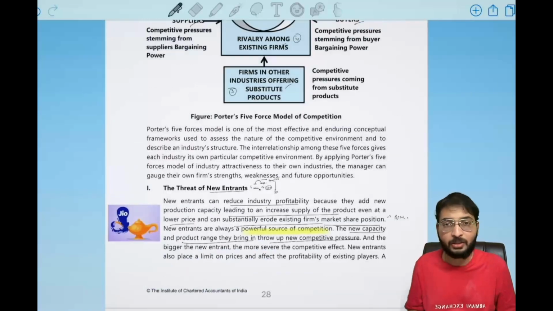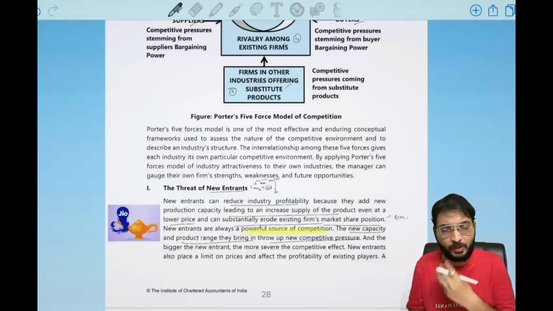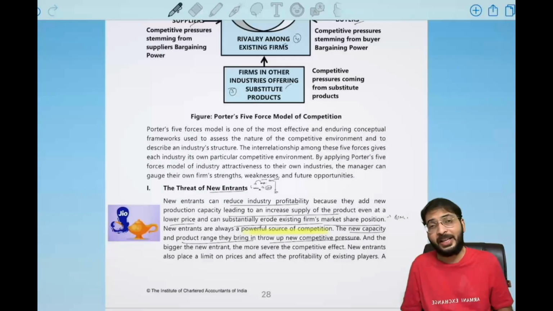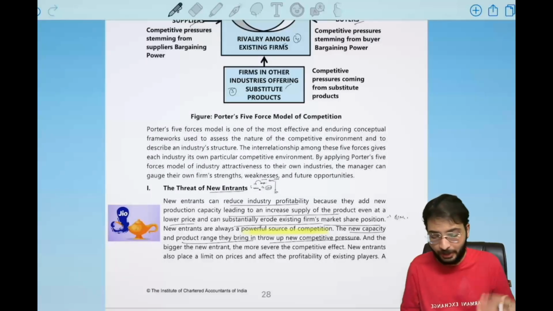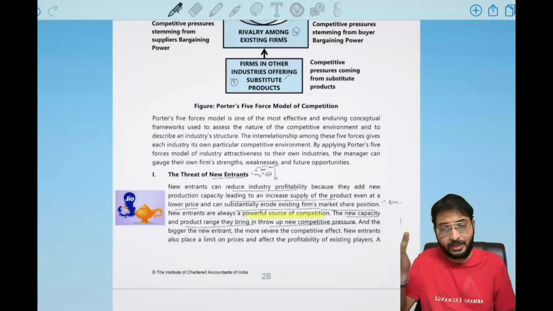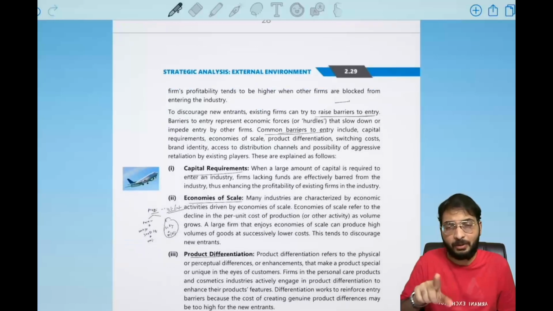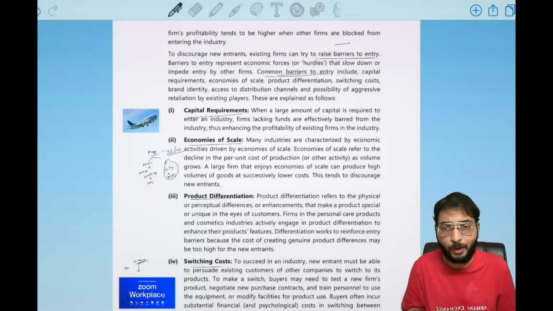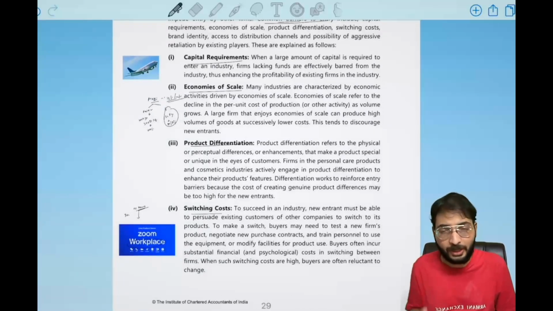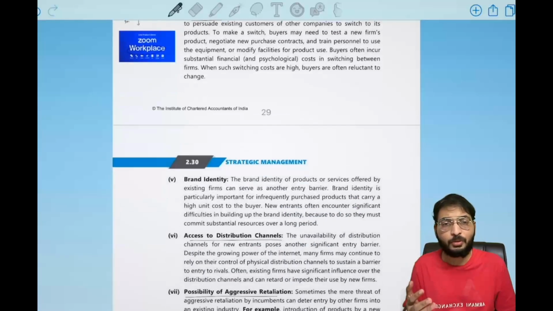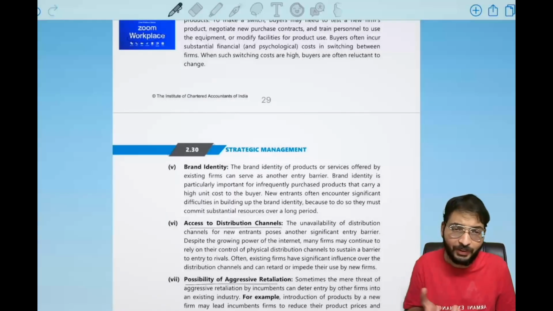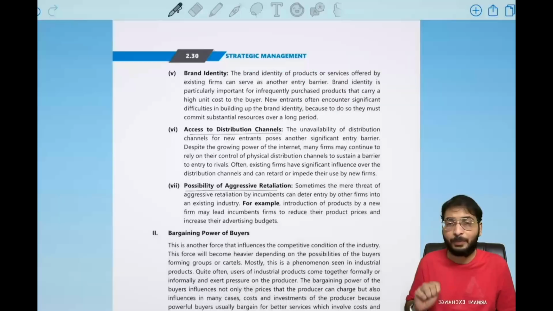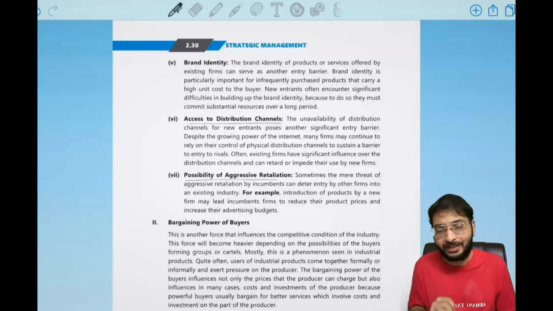Barriers to entry. So, the first one we are studying is threat from new entrants, which is always a powerful source of competition. It reduces the industry profitability. But there are some barriers to entry into that particular industry. The first one is called capital requirement. The higher the capital, the less the chance of entering, because the existing firms already have an advantage of economies of scale, product differentiation. Fourth one is switching cost. Because there is a switching cost, it is difficult for a new company to enter into that particular market. Fifth one is called brand identity. Sixth one is called access to distribution channels.